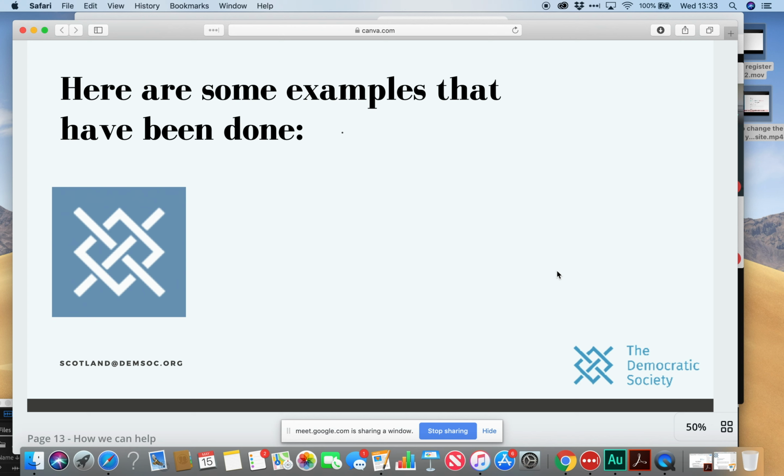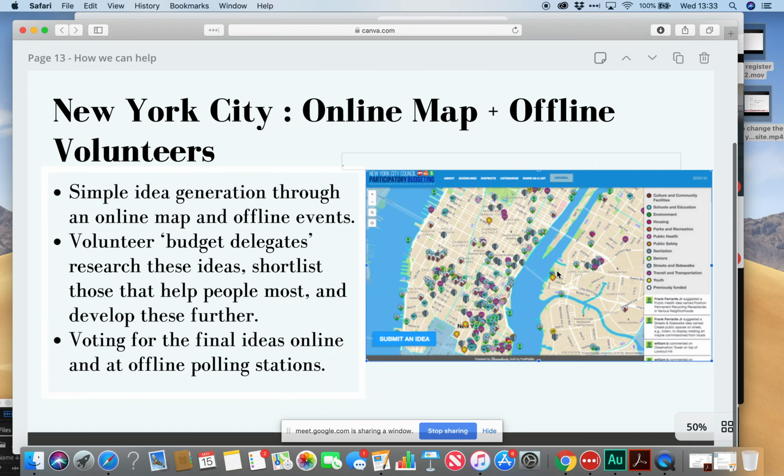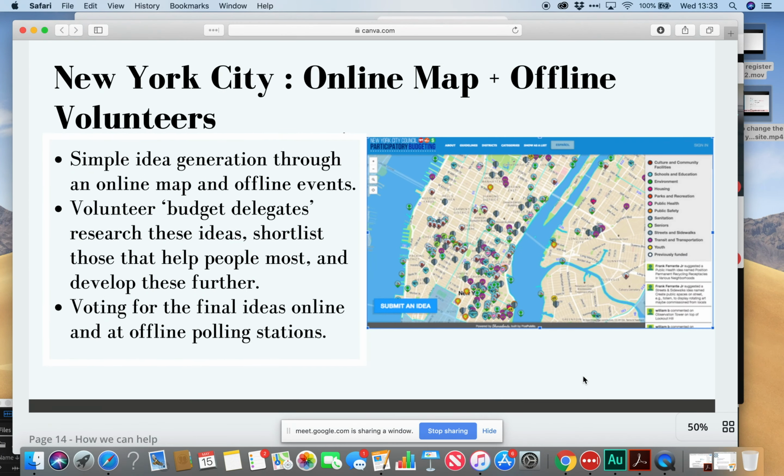New York City, they chose to do an online map. So you can see here they've got all their projects allocated to different areas in New York, but they also had offline volunteers. So they used very simple idea generation through the map, but also offline events. So they connected the two. They had volunteer budget delegates, so they would research into these ideas. Then they would shortlist those that people needed help the most, and then they would develop these ideas further.